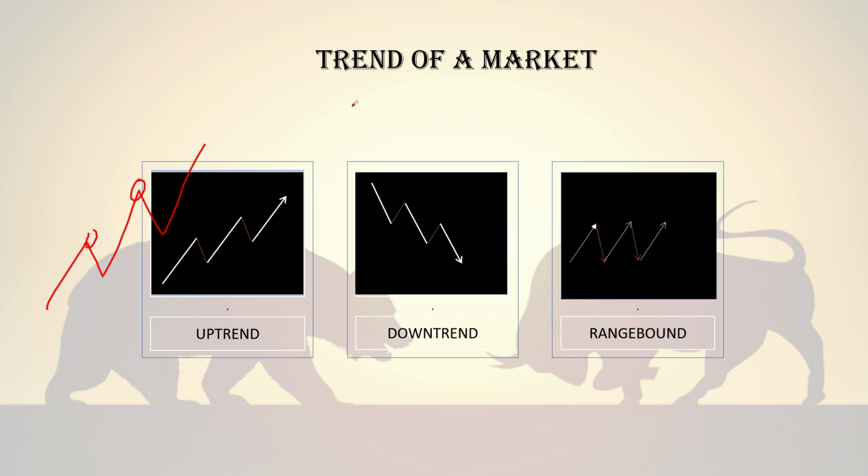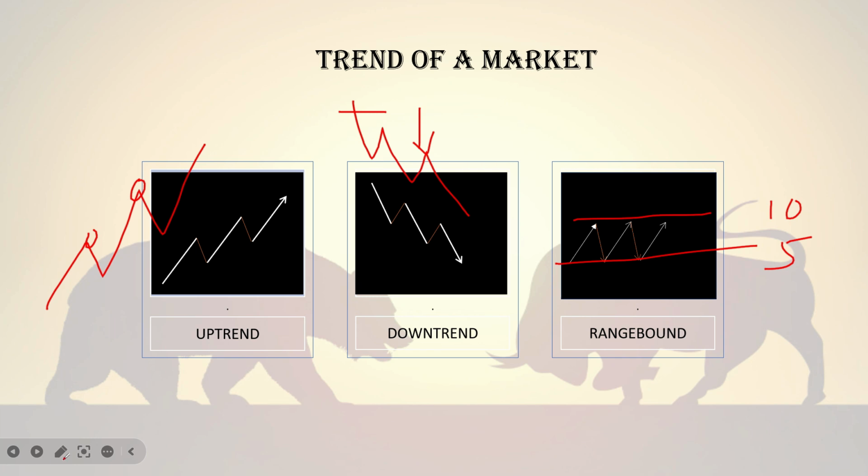And second is downtrend. This type of movement is downtrend, where the market is forming lower lows. So you can say price is decreasing here. And third is range bound market, where price fluctuates within a range. Supposing this is 5 rupees and this is 10 rupees, the market will move in this fashion, right? This type of market is called range bound market.